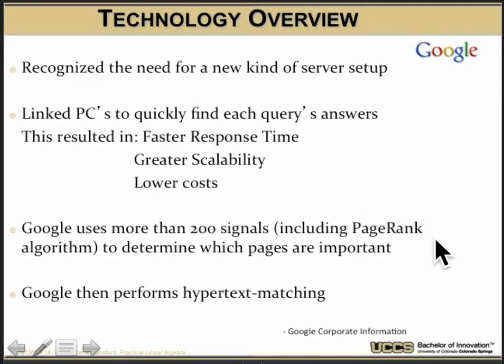They use now, back then I don't remember, but they use 200 or so different signals, including the PageRank algorithm, to determine what pages are important to your search. And then Google performs a hypertext matching after they get the set of those.